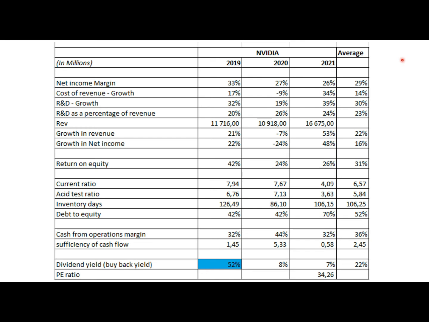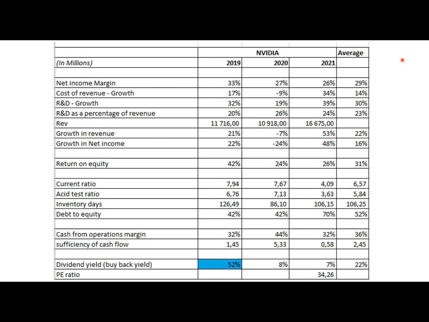Full disclosure, I own NVIDIA. We'll get more into my ownership of it later on, but I own it. Good performing stock, but we'll get into detail with that later on. So, financial performance.